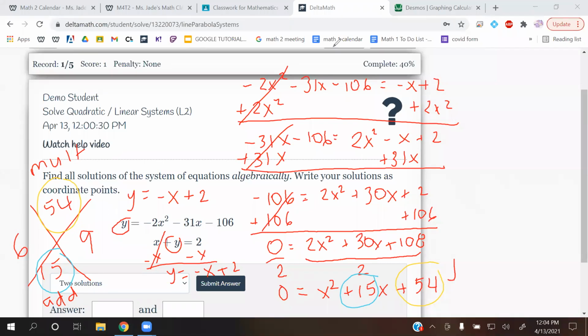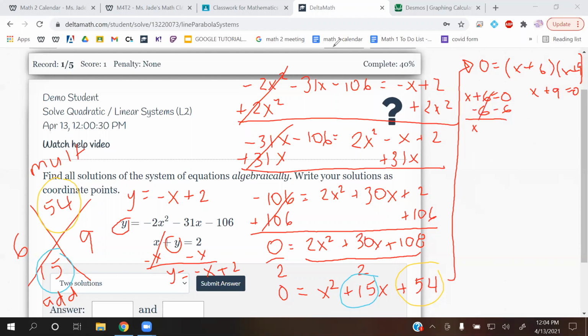Therefore, we can rewrite this. I'm just going to rewrite it up here because I'm running out of space. 0 is equal to x plus 6 and x plus 9 multiplied together. Well, I barely have room for that, but I do, I guess. And then we're going to set each factor equal to 0. So x plus 6 equals 0 and x plus 9 equals 0. Solve for x.